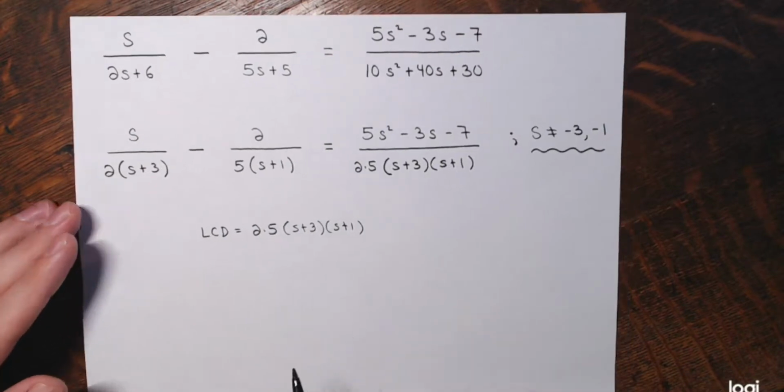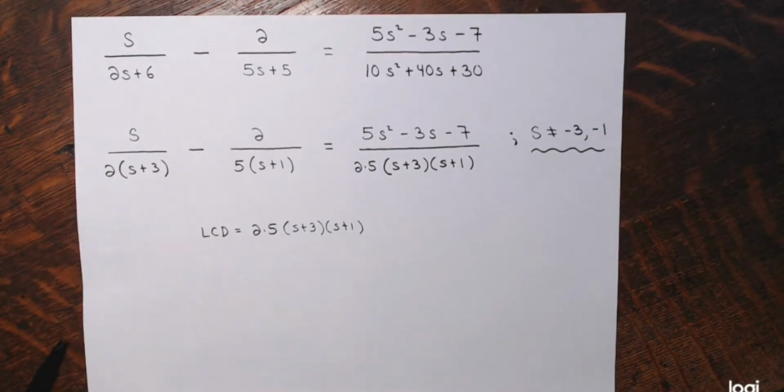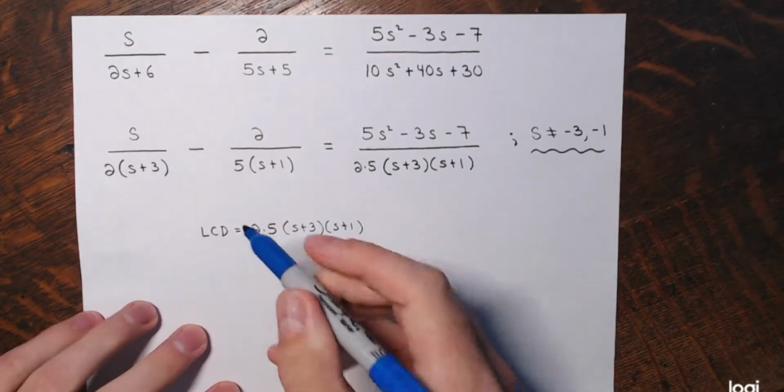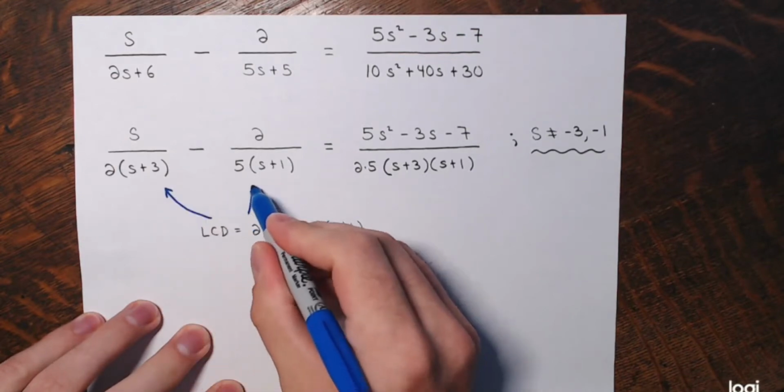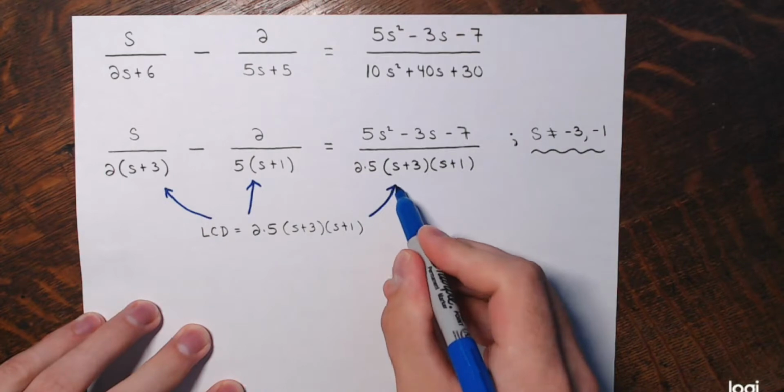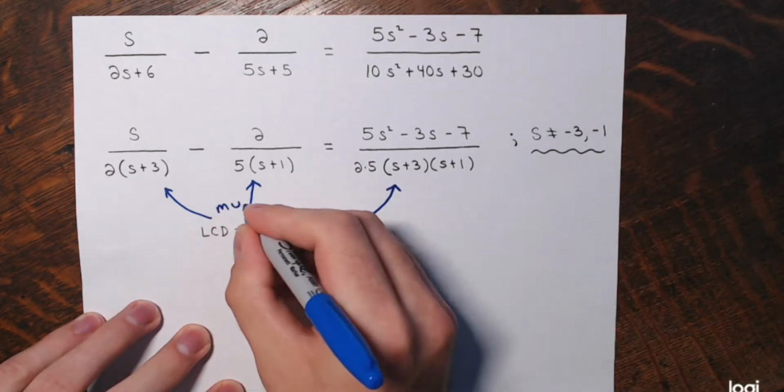And I leave it to you to figure out how that was. Again, I'm assuming you know how to find the LCD of multiple denominators. And then what we're doing is multiplying both sides, every single term. So each fraction, we're multiplying.